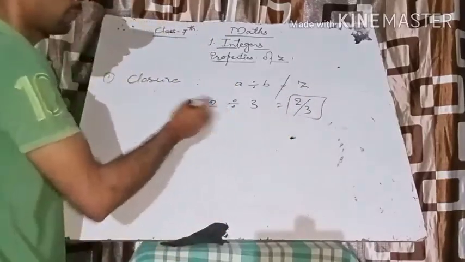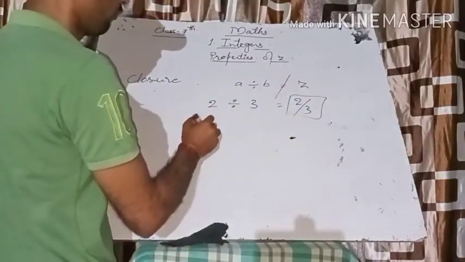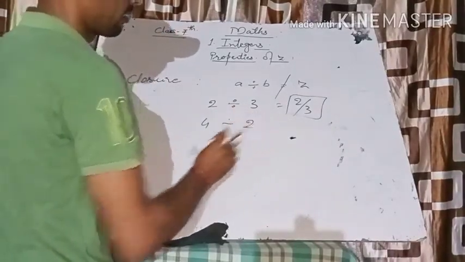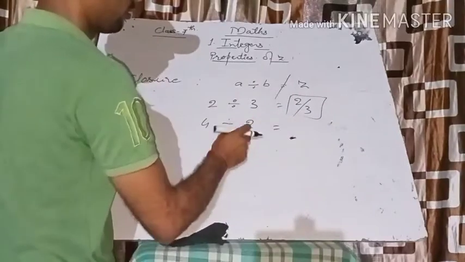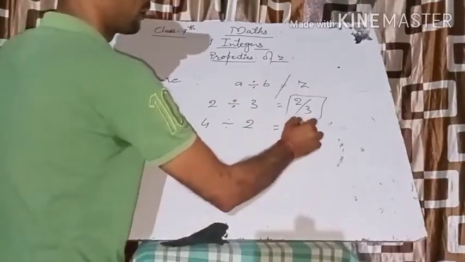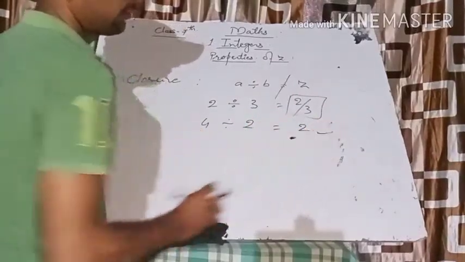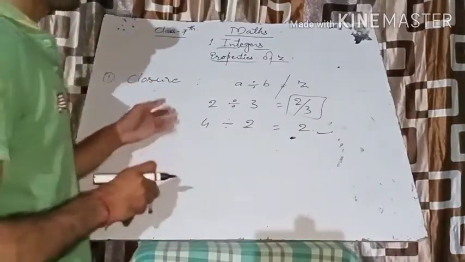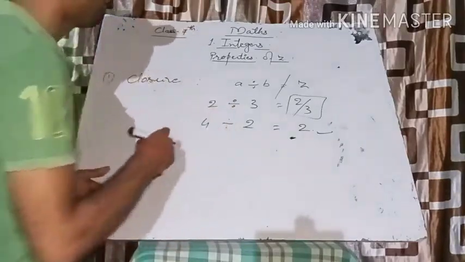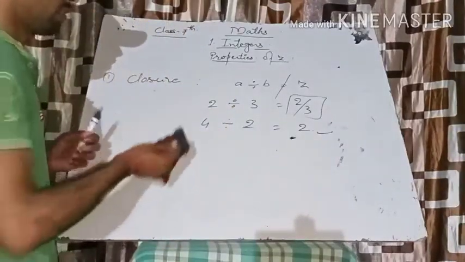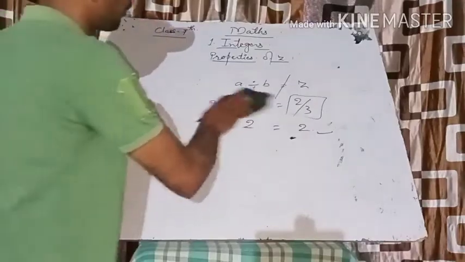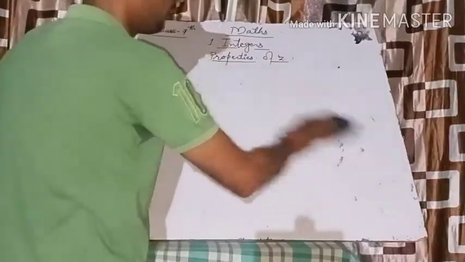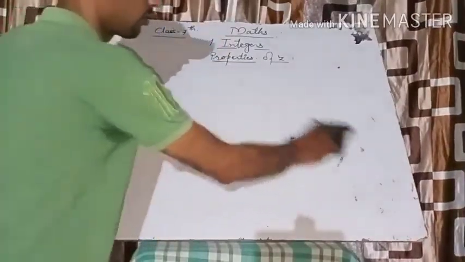But sometimes it follows. Now 4 is an integer and another integer is b. Whenever you divide 4 by 2, you will get 2 as the answer, then it is an integer. So it is not necessary that every time it will follow the closure property. It depends upon the situation, but the rest of the properties are not followed by the integers in case of division.